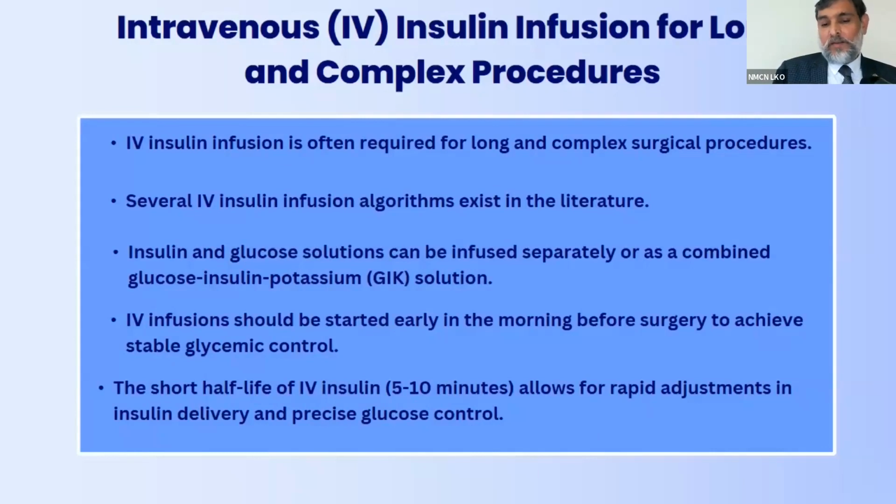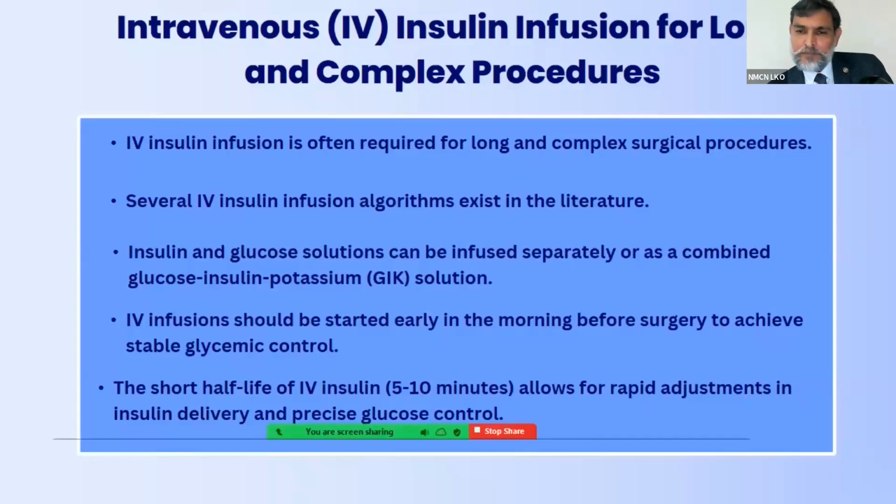The short half-life of insulin, which is 5 to 10 minutes, allows for rapid adjustment. So there is a benefit. We can adjust the insulin drip rate every 5 to 10 minutes, or every half an hour or so, and it can help us to control the glucose precisely.